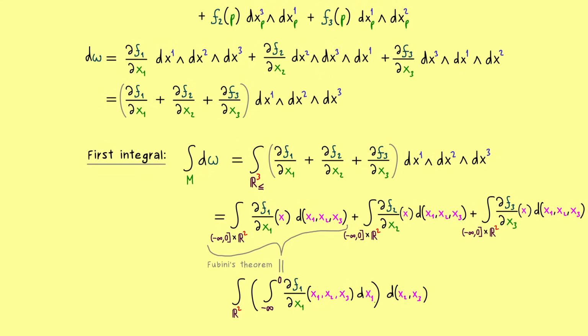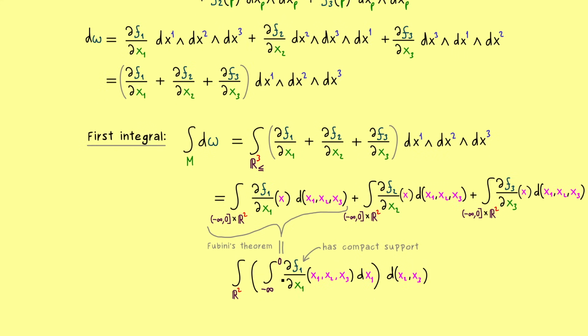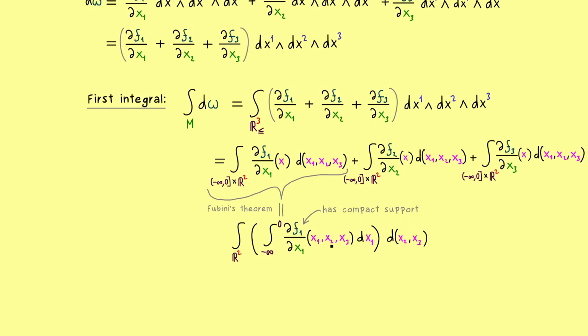And here the good thing is that this 1-dimensional integral in the inner part is quite easy to solve, because we know that f1 has a compact support. There, please note, this was the assumption, omega has compact support, so all the component functions need to have compact support as well. And this is helpful here, because we can just use the fundamental theorem of calculus for solving the 1-dimensional integral.